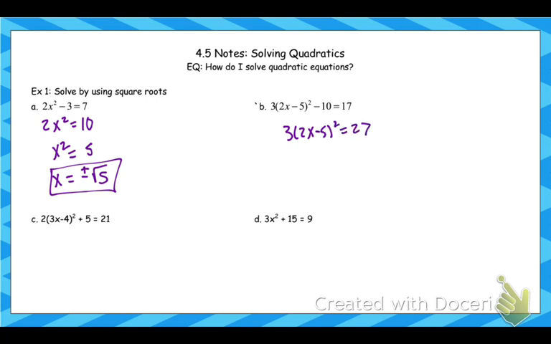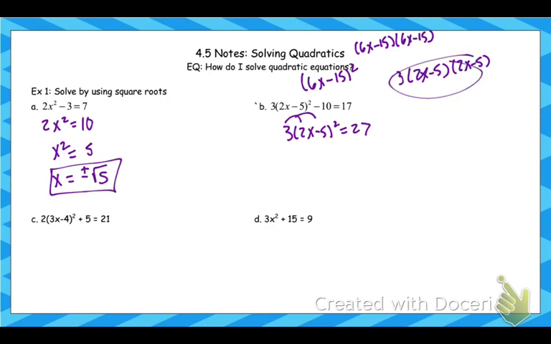What you need to make sure you do not do is distribute that 3. And that's something some people want to do sometimes. That does not work because that is not 3 times 2x minus 5. If it's 3 times 2x minus 5, yeah, go ahead, if you want to distribute, distribute. The problem is this is 3 times 2x minus 5 times 2x minus 5. So if you were to distribute that there, you would get 6x minus 15 squared, which is 6x minus 15 times 6x minus 15. That is not the same thing as this, which is what we actually have.